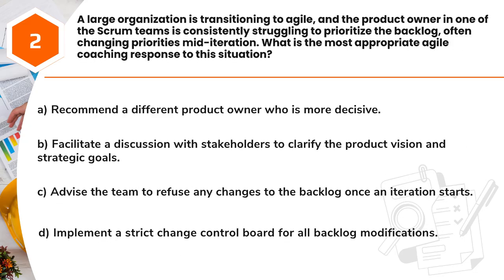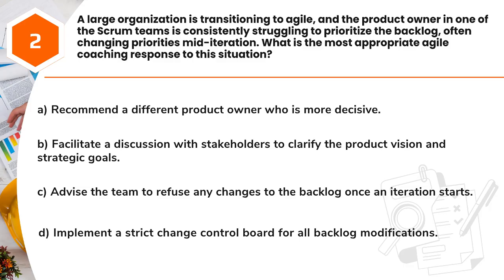Question 2. A large organization is transitioning to Agile, and the product owner in one of the Scrum teams is consistently struggling to prioritize the backlog, often changing priorities mid-iteration. What is the most appropriate Agile coaching response to this situation?